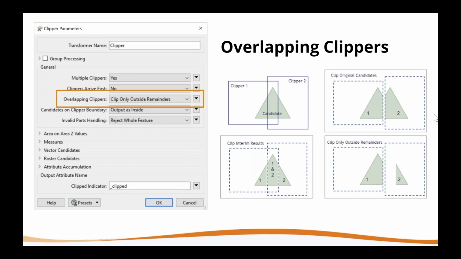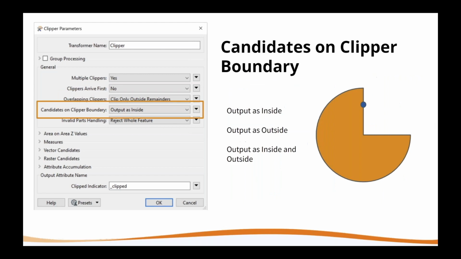And the third and default option is called clip only outside remainders. And the way this works is the green triangle is compared to each clipper in order. So first, the green triangle is compared to clipper 1. Everything that's in the green triangle that's inside clipper 1 is output the inside port, and the part of the green triangle that was outside clipper 1 is compared to clipper 2. And there will be a demo about this case a little bit later.